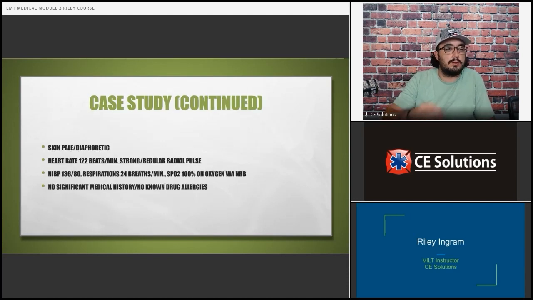Let's go on to our next one here. Skin is pale and diaphoretic. Heart rate is 122 beats a minute, with a strong, regular radial pulse, so we've got a good, solid systolic blood pressure. Blood pressure is actually 136/80, so it's good. Respirations are about 24 breaths a minute. Pulse ox is 100% on non-rebreather. We've got no significant medical history and no known drug allergies. He denies any history, says he's not allergic to anything, and is describing that pain as 10 out of 10.